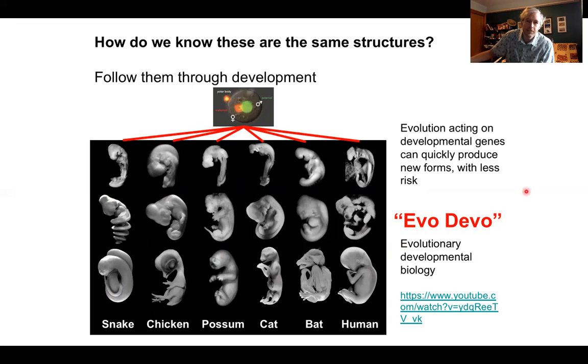Because what's happening is evolution acts on developmental genes, and it's much easier. It can actually quickly produce new forms with far less risk. And this is a principle called evo-devo, evolutionary developmental biology. And I've put this slide up online as well. It's well worth having a bit of a giggle at this slightly ridiculous YouTube video where they cover the whole field of evo-devo very, very rapidly to a slightly daft song, if you get time.